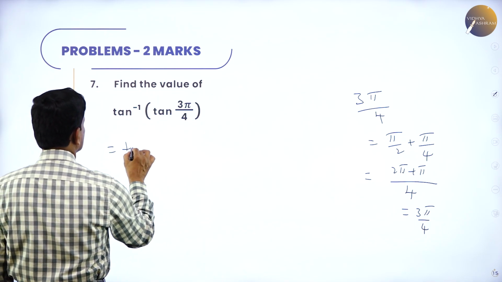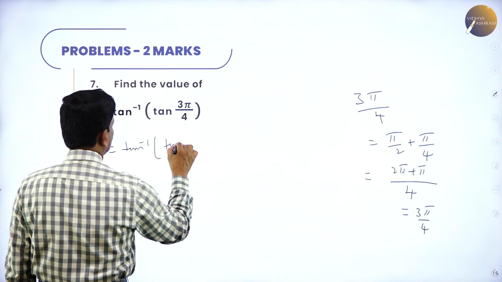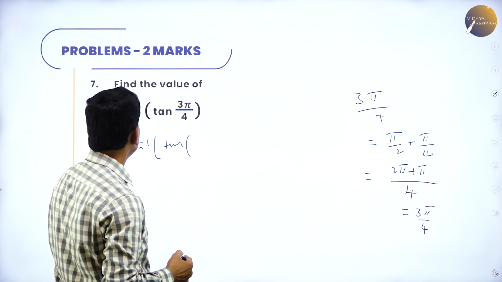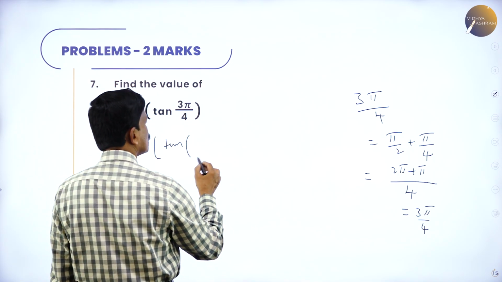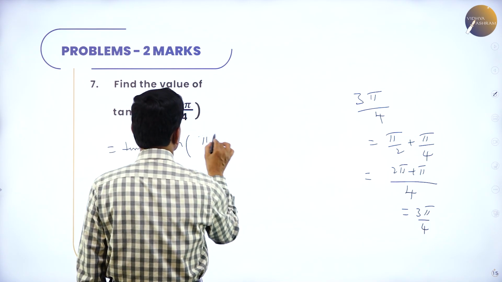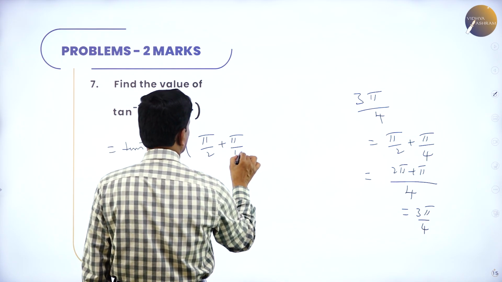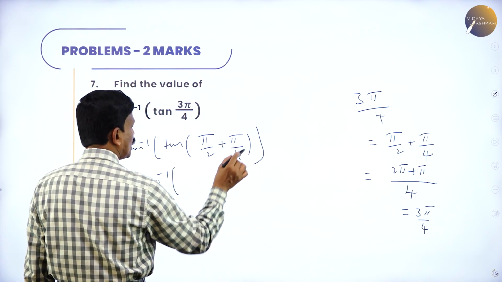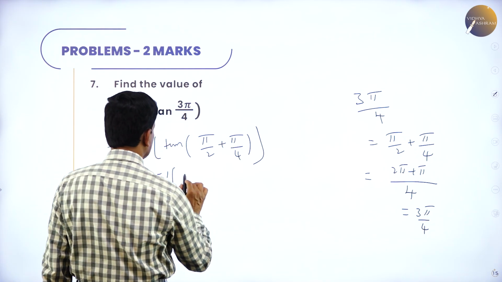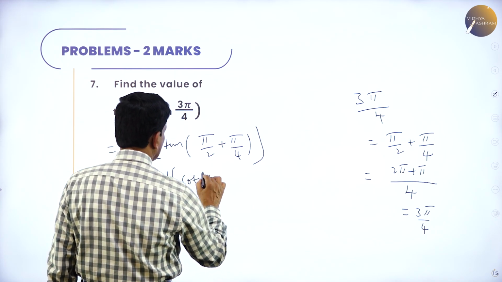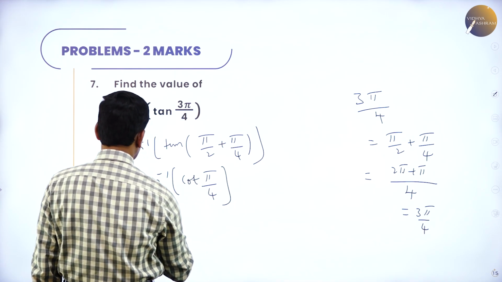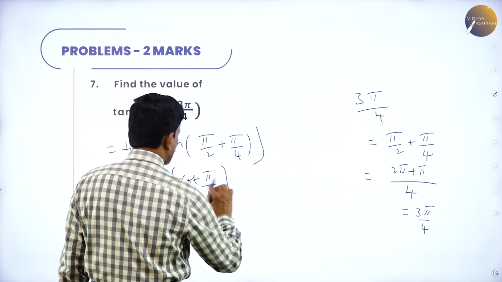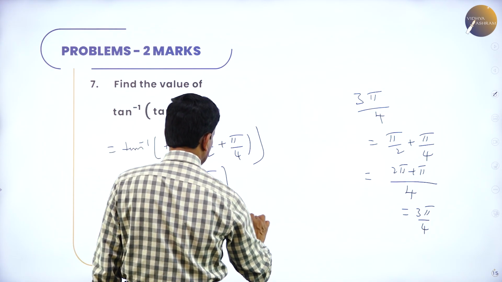So, therefore, this can be written as tan inverse of tan 3 pi by 4. 3 pi by 4 can also be written as pi by 2 plus pi by 4. So, this is tan inverse of tan of 90 plus theta, which is cot theta. So, this is cot pi by 4. Convert cot to tan, that is it.